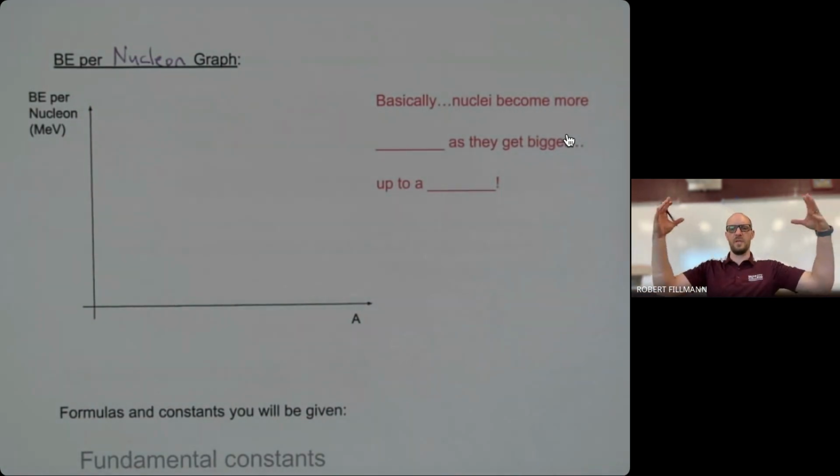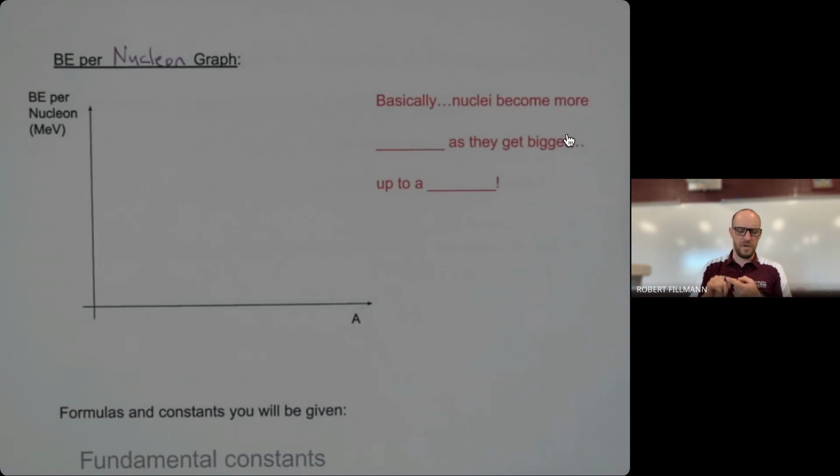Obviously, the really big nuclei will take a lot of work to pull apart, but this is the binding energy for each nucleon. Basically, how much energy would it take to take one nucleon out? How much work to remove one proton or to remove one neutron from the nucleus? So it's the total binding energy divided by the number of nucleons.